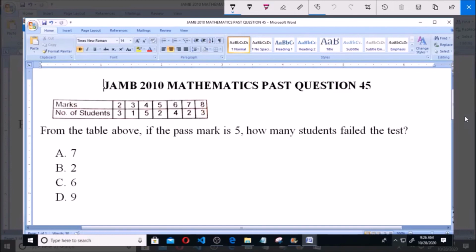Hello, good day and welcome. I will be answering JAMB 2010 Mathematics Past Question 45. From the table above, if the pass mark is 5, how many students failed the test? A 7, B 2, C 6, and D 9.